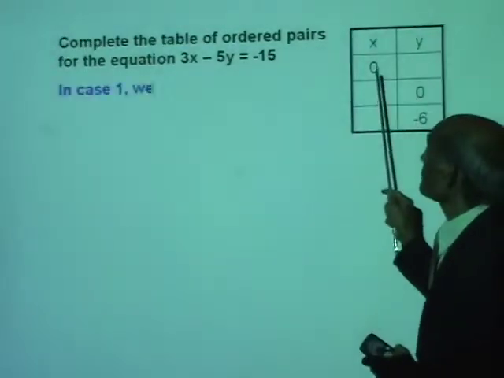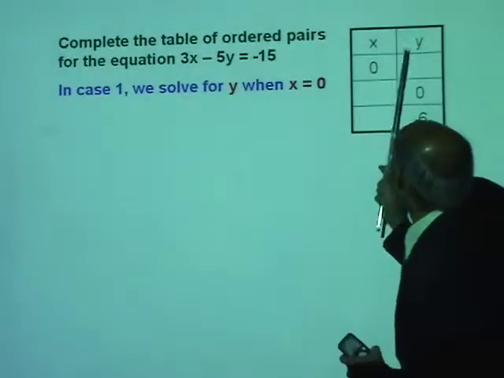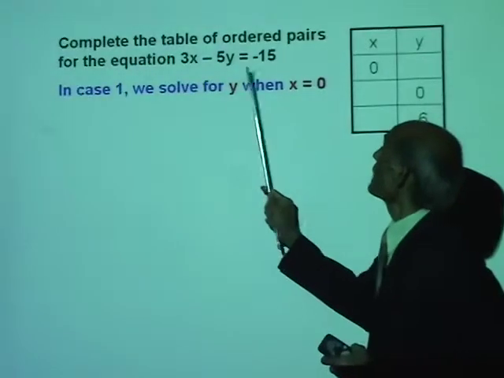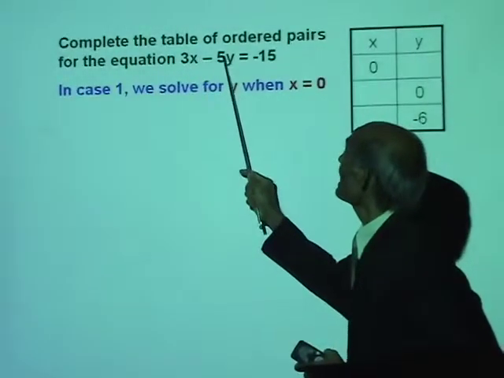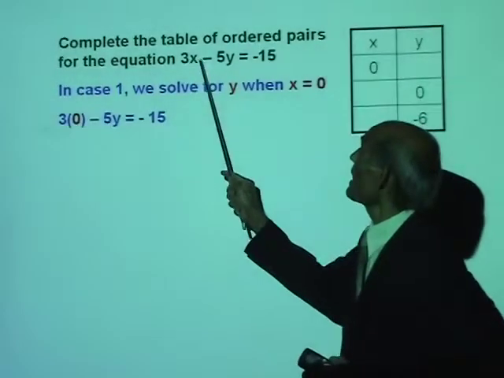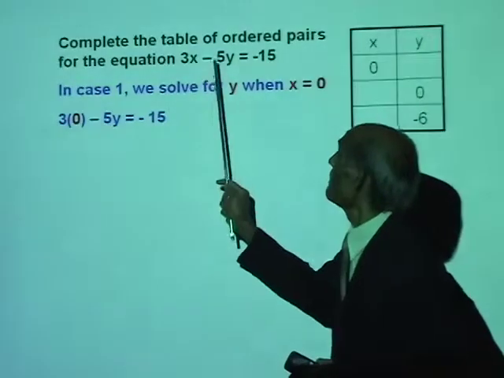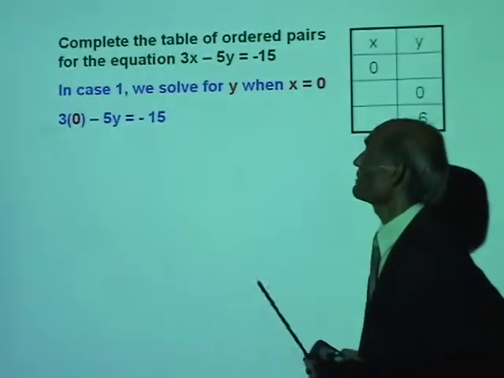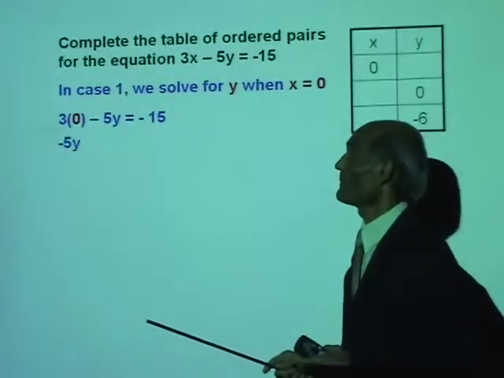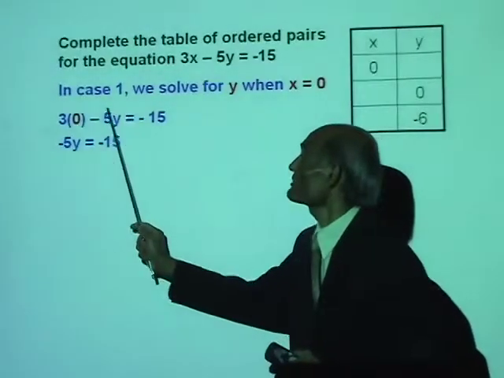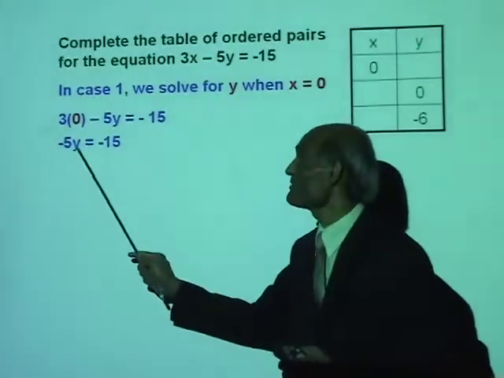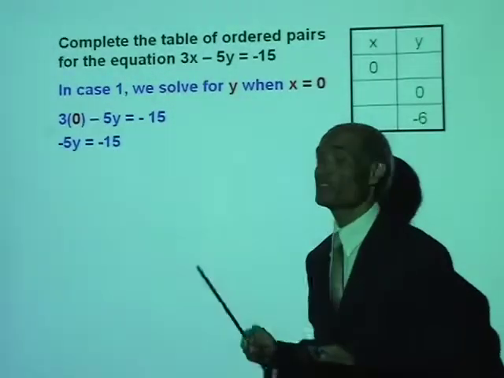Alright, so what do we do? In case 1, we solve for y when x equal to 0. So, put x equal to 0 here and find the value of y. Let's do that. 3 times x equal to 0, minus 5y equal to negative 15. Now, how would you solve this? What is 3 times 0? 3 times 0 is 0. So the left-hand side now simply is negative 5y. Negative 5y equal to negative 15.